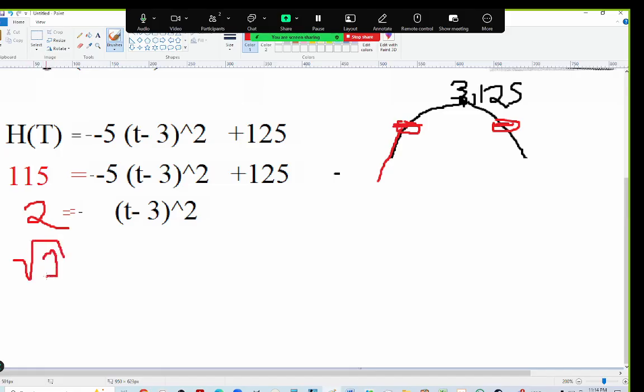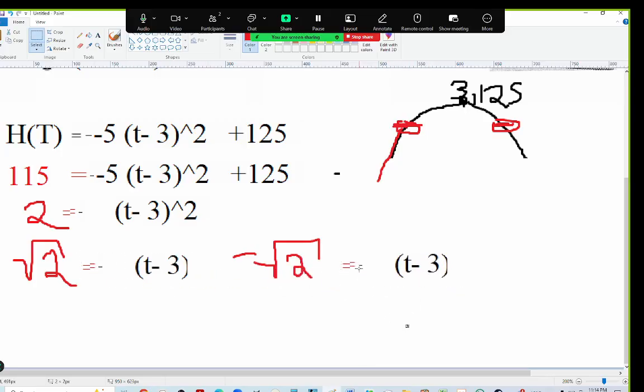What do I have to do? Plus or minus. One is positive, the other has a minus outside. So the positive one is going to be equal to T minus 3, and the negative one is going to be equal to T minus 3. Be aware that there's two legitimate answers. So what about this one? What do I do next?